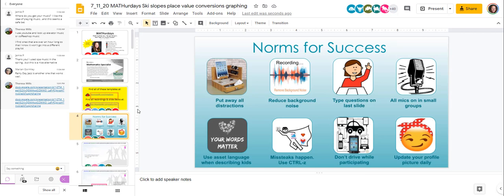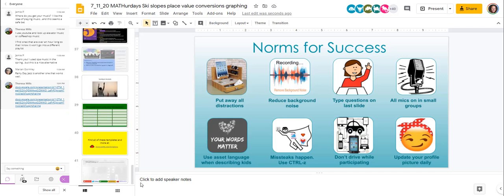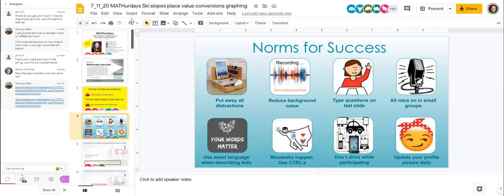Then come on down to slide 4 for our norms for success. Make sure you put away all distractions. You are going to be highly engaged in this session, and the other people you're going to work with are going to need your attention also. We are recording, so reduce your background noise. If you have questions about the tech, about the math, about the pedagogy, anything, questions are fabulous. There is a space for them on the very last slide of the presentation. So if you have questions throughout, make sure they get there. I leave it on the last slide so it's predictable where it is, and also so that I can remember to get to all of those.